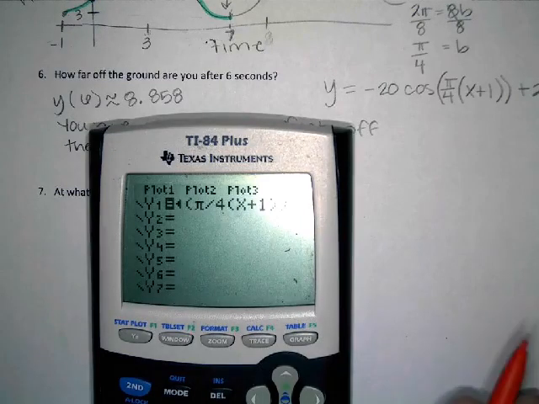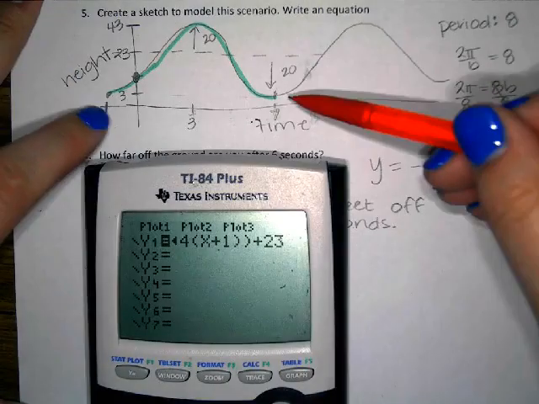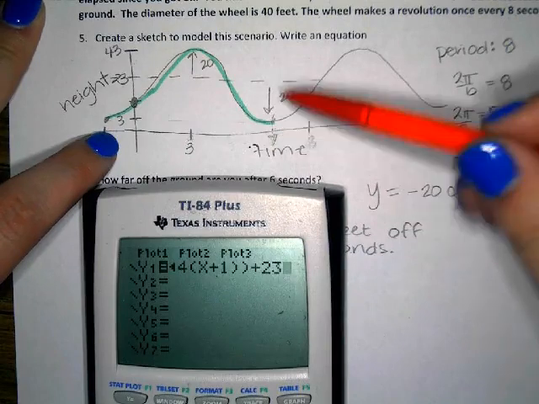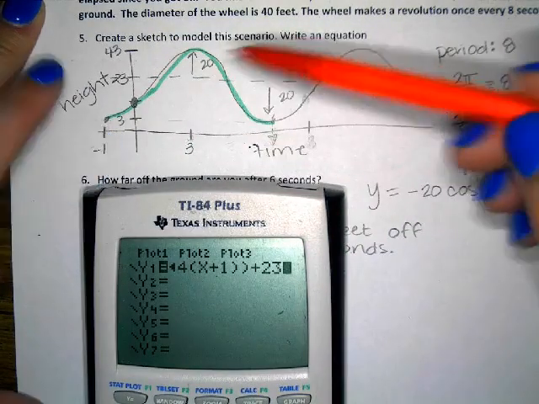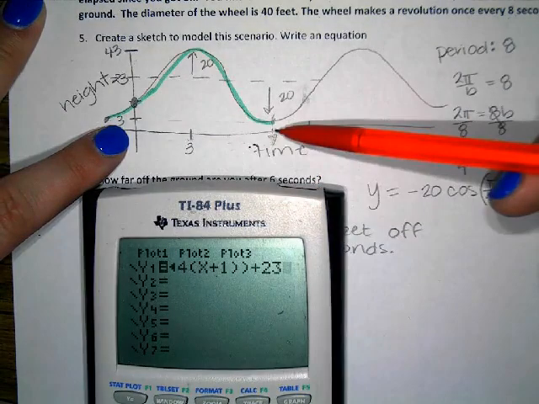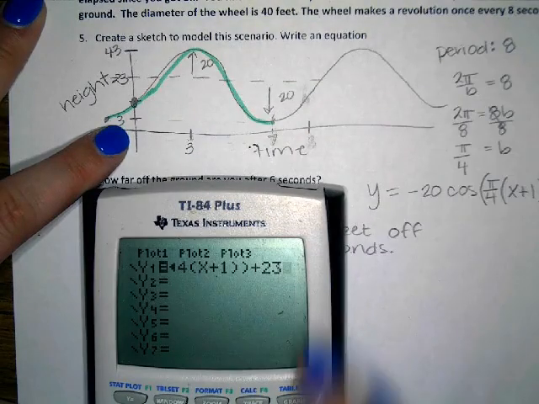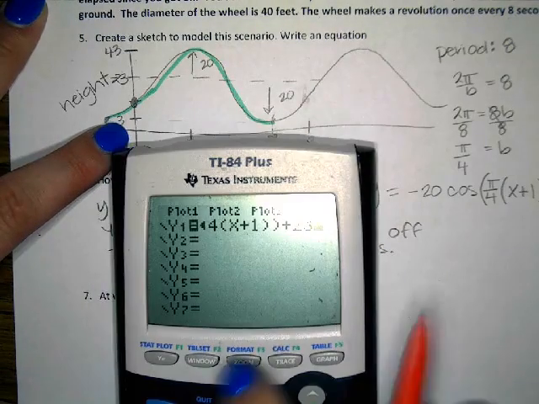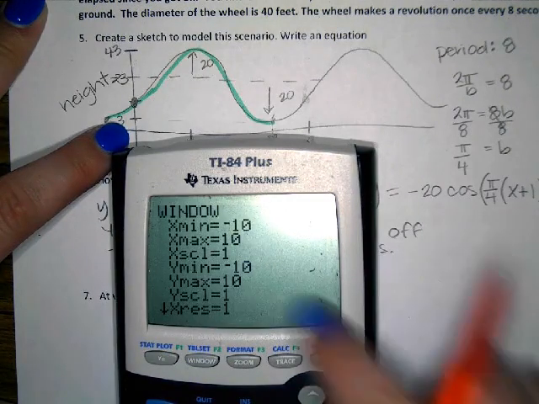And I know approximately what my window should be because I drew a little sketch of my window. So I know that my x window needs to at least go to 7, and my y window needs to go to at least 43. So once I'm done typing that equation, I'm going to hit the window button. For my x, this goes to 10, so that's fine. I'm going to make this -1, so I'm going to go from -1 to 10.